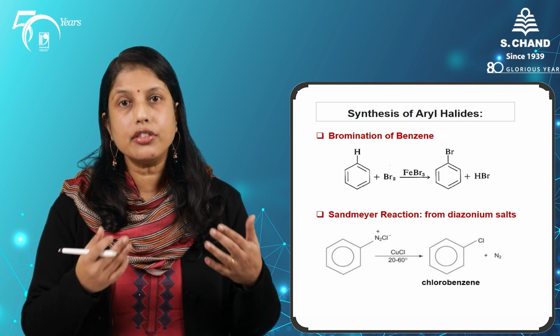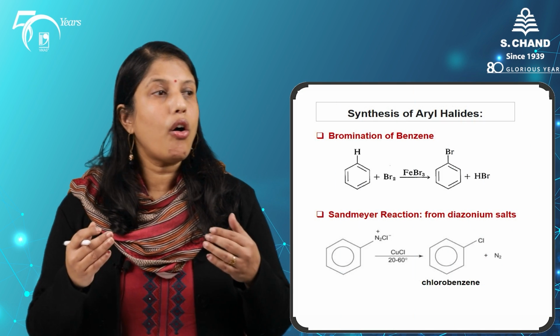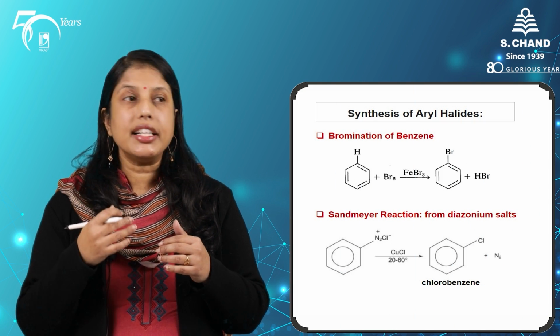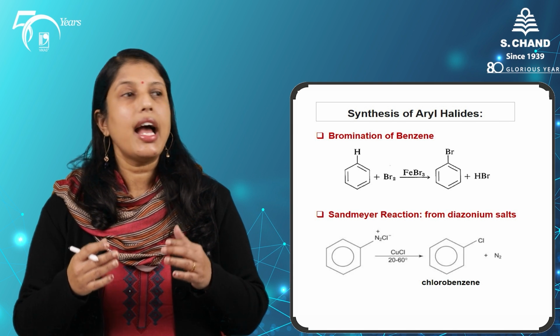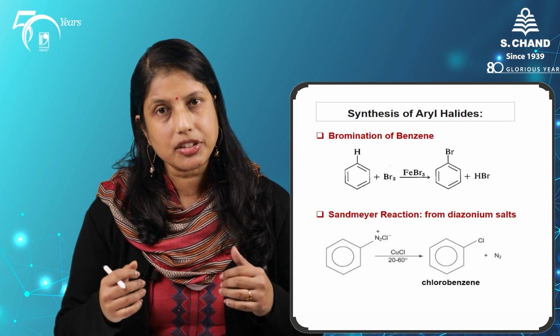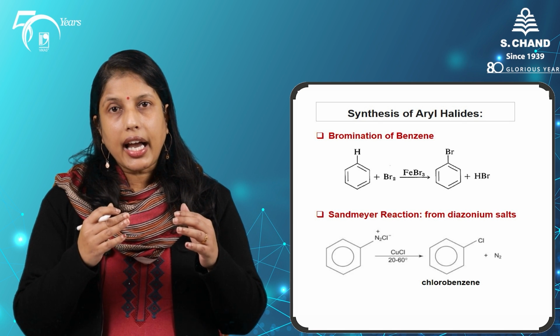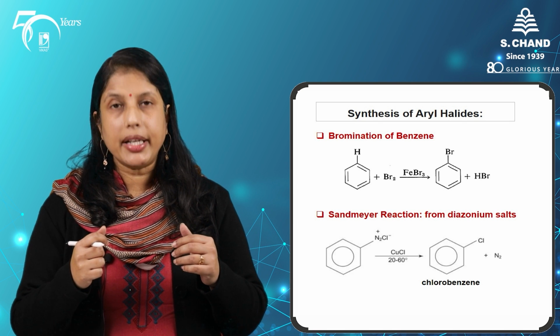Now, let's come to the synthesis or the preparation of these aryl halides. How are they made? The two most common methods for the preparation of our aryl halides is either from benzene, the halogenation of benzene, or via the diazonium salt reactions, which is also known as the Sandmeyer reaction. Let's look at our halogenation of benzene.